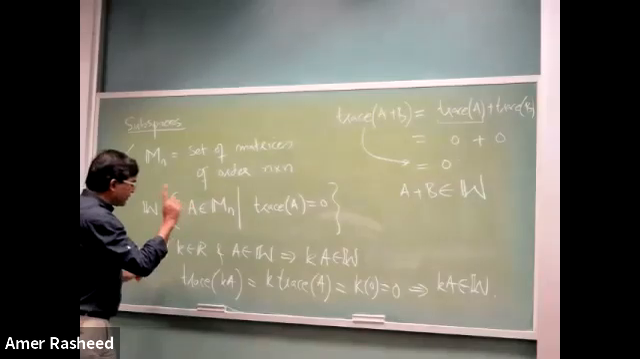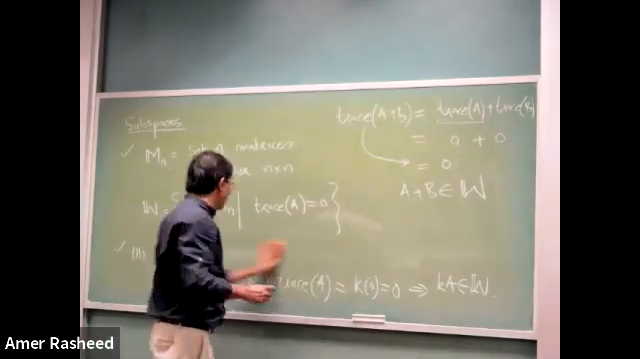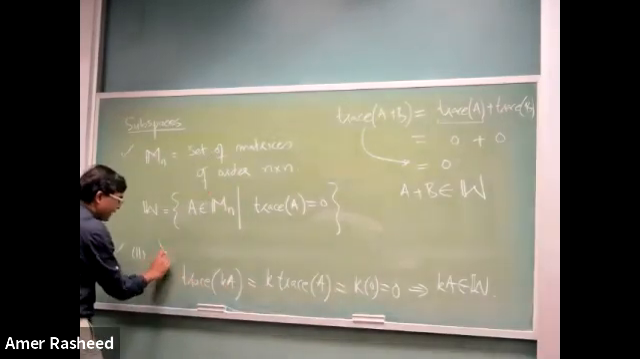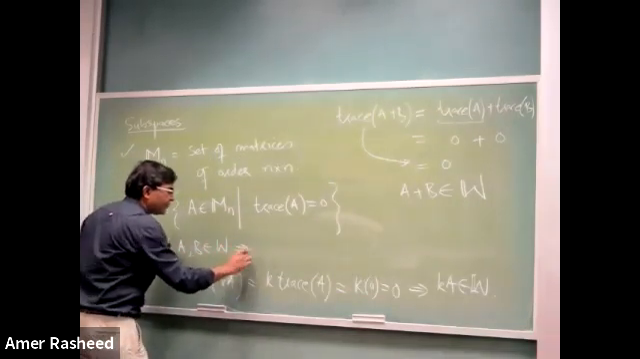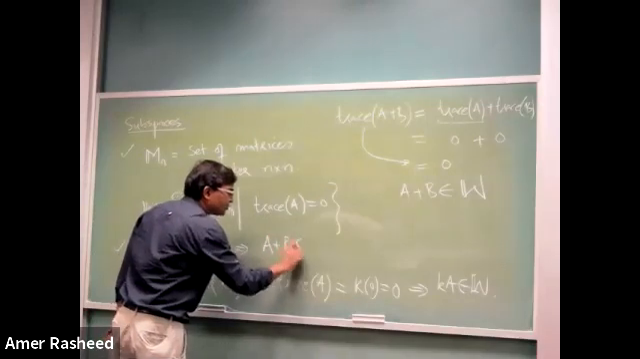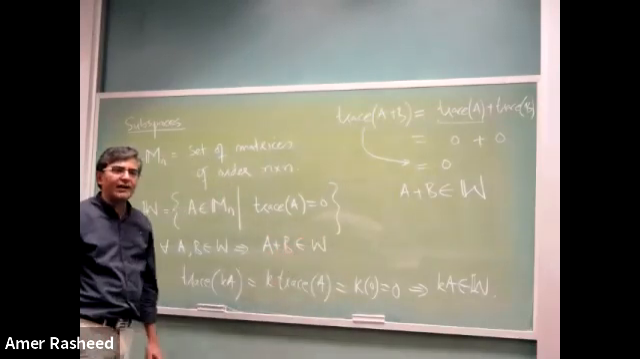Yes. Okay. Now, we have to prove the closure law. Closure law is what? Under addition. For any two A, B belonging to W, what we have to prove? A plus B belongs to W. This we have to prove.